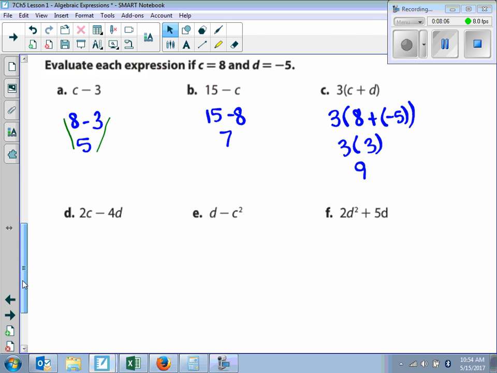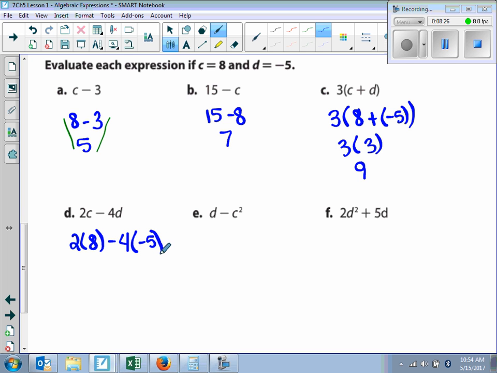So here, what's my next line going to say for 2C minus 4D? 2 times 8, minus 4 times negative 5. Right, very good. And now we can use our order of operations. So we're going to do our multiplication first. So 2 times 8 is 16 minus, now 4 times negative 5 is negative 20. And we're going to put that in our parentheses.